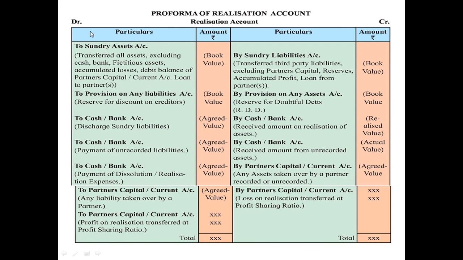And if the debit side total of the realization account is higher than the credit side, then there will be a realization loss which is divided among all partners in their profit sharing ratio and transferred to their capital or current account. So in this manner we have to make the realization account.